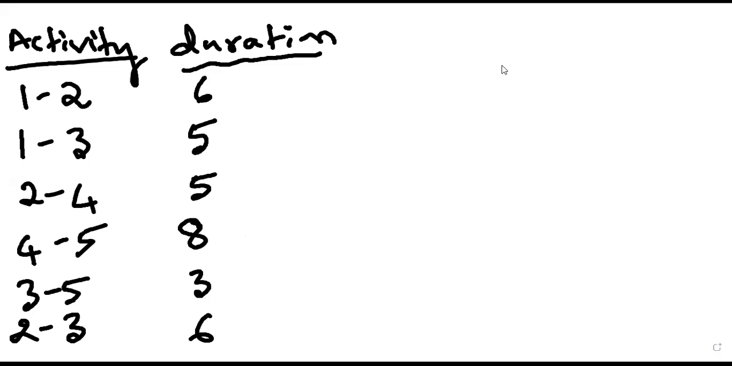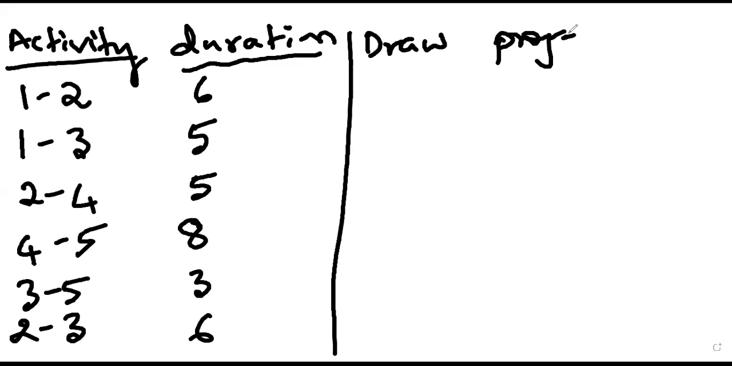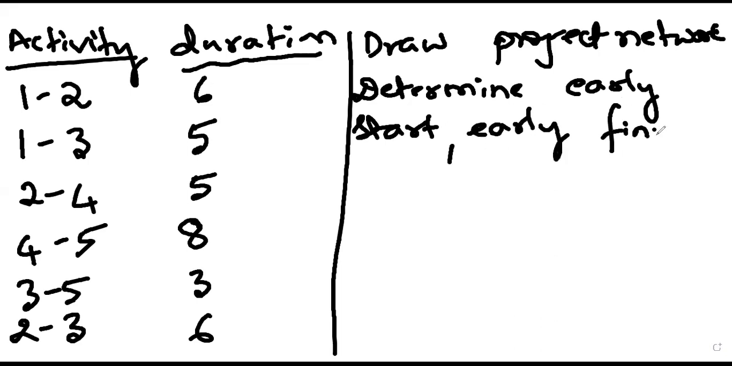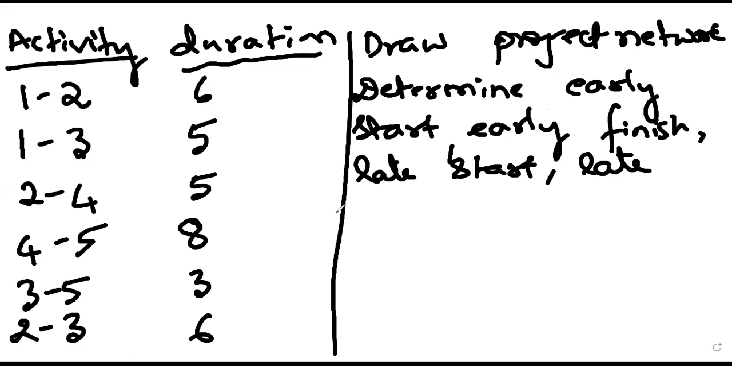For this list of activities, first draw the project network. Then determine early start, early finish, late start, late finish. So first do these things, then we will go for the next parameter. First solve for this. Any doubts until now?